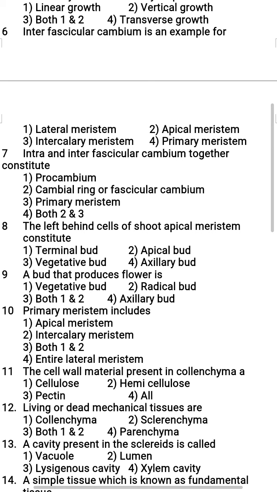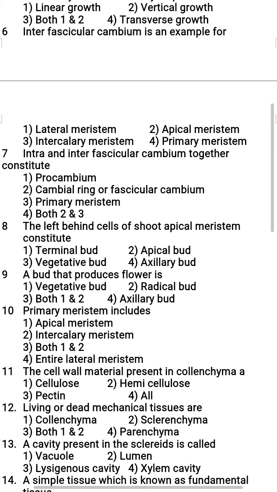Next, seventh question. Intra and interfascicular cambium together constitute. Let's see options, students. First one, procambium. Second one, cambial ring or fascicular cambium. Third one, primary meristem. And fourth one, both 2 and 3. So the correct option is option 2, cambial ring or fascicular cambium.